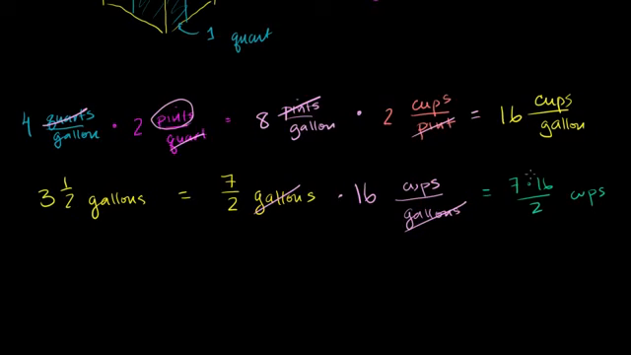And then you could divide 16 by 2 and get 8. 2 divided by 2 is 1, so it just becomes 7 times 8 divided by 1, or just 7 times 8, which is 56. So this is equal to 56 cups. And this should make sense. This should be a much larger number because cups are a much smaller unit. So if you have 3.5 gallons, you will have many, many more cups in that 3.5 gallons. So this makes sense.